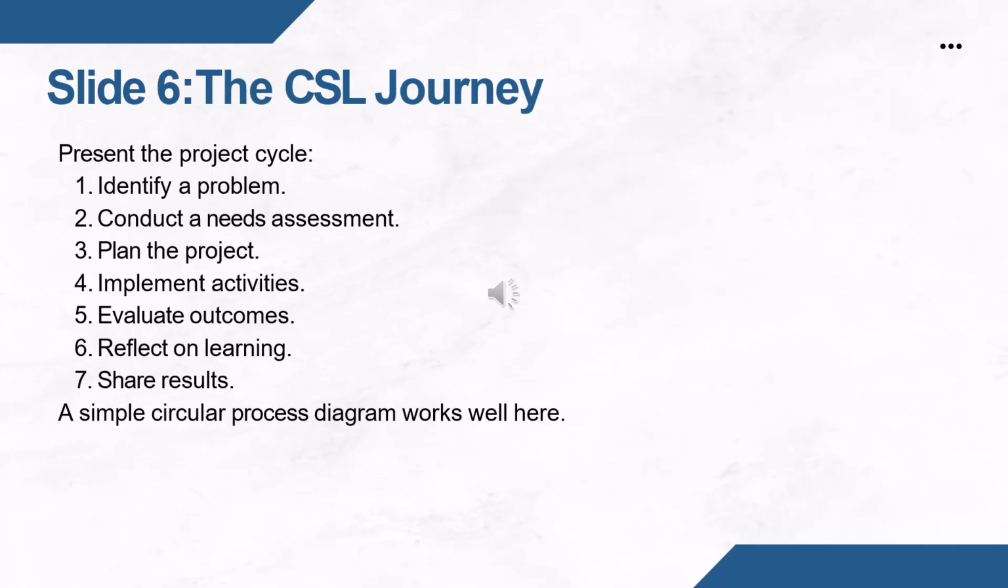Every successful community service learning project follows a clear and organized process. This process is known as the CSL journey. The first step is to identify a problem. Learners observe their community and choose a real issue that needs attention.